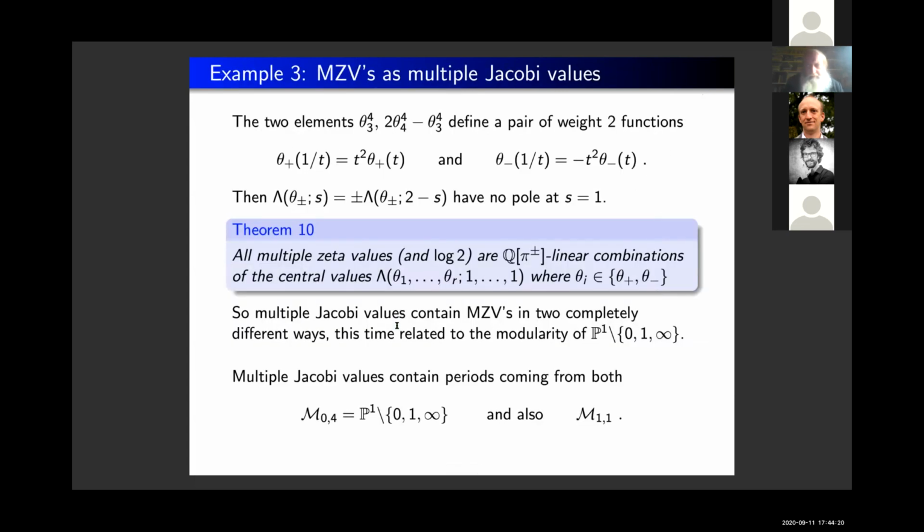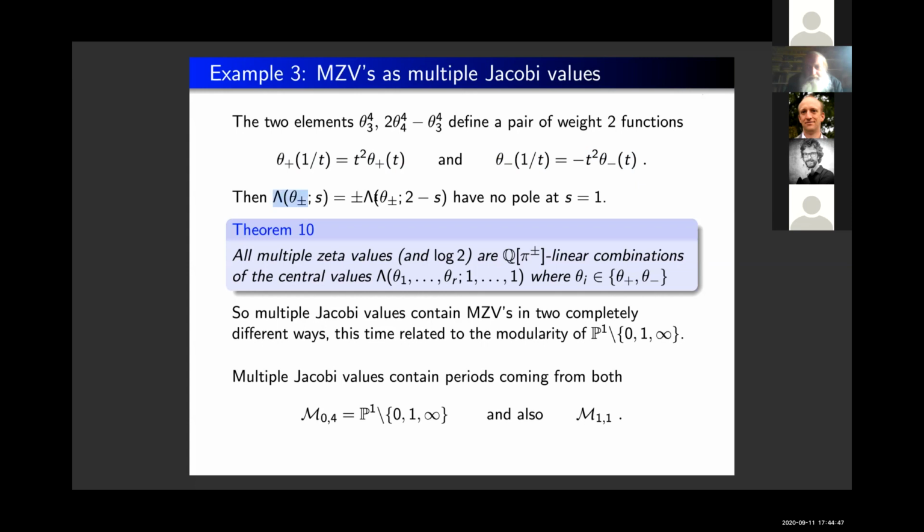But the multiple zeta values occur in a completely different way as well, which I think is quite striking. If you take theta 3 to the 4, there's this particular combination of Jacobi thetas, you get a pair of incredibly simple weight 2 theta functions that I call theta plus and theta minus. And they satisfy this functional equation and this functional equation with a minus for minus and a plus for plus.